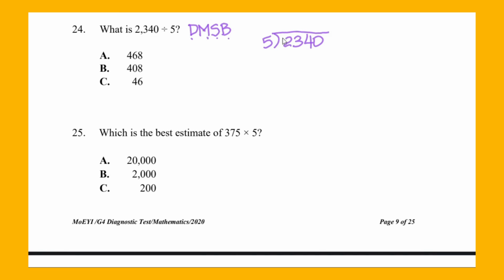So now we're going to divide. 5 goes into 23 four times. 4 times 5 is 20. We're going to subtract. 0 from 3 is 3. And 2 from 2 leaves nothing. Now the next step is to bring down.